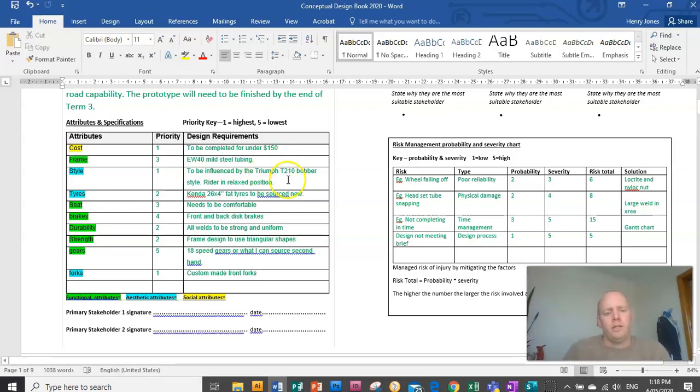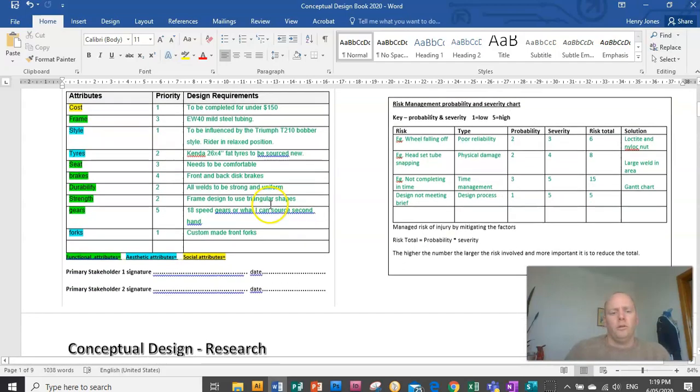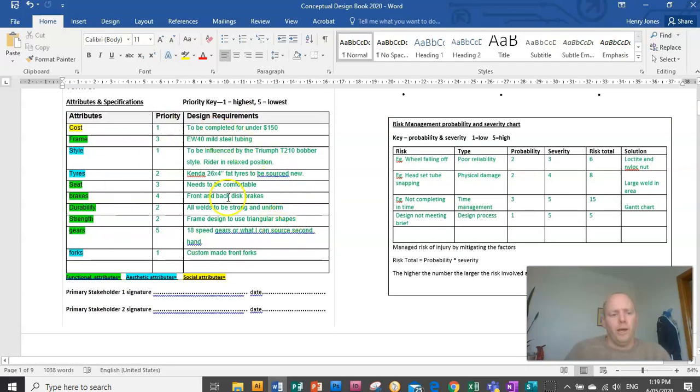So my style, I need to sketch ideas that are inspired by a motorcycle design, and I need to show that kind of relaxed low seat design, so that relaxed riding position. I also need to show custom-made forks. And I can't really show the cost at this stage, so I'm just going to ignore that part at the concept stage. Another high priority is strength and durability. So I need to show designs that show a triangular-shaped frame design for strength. So that was when I'm designing, I should be thinking back to my brief so that I'm making sketches that relate back to that.